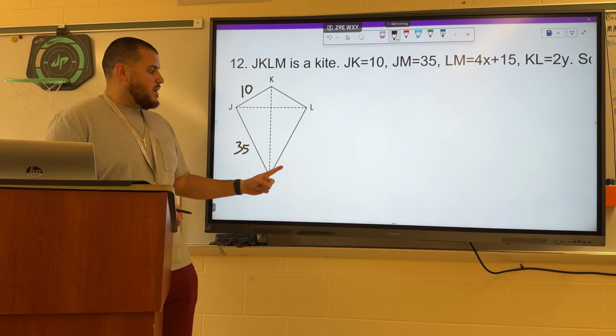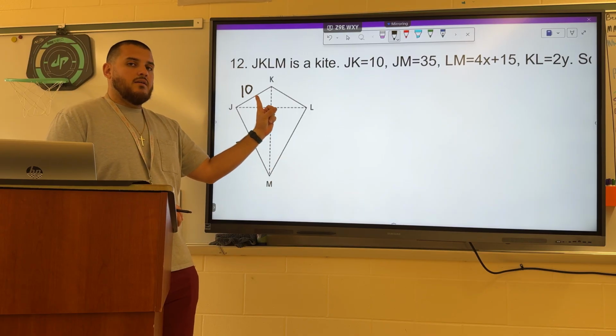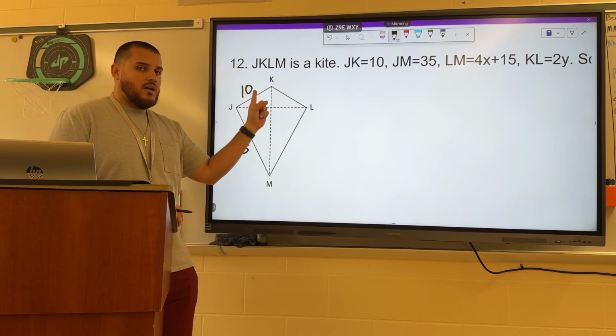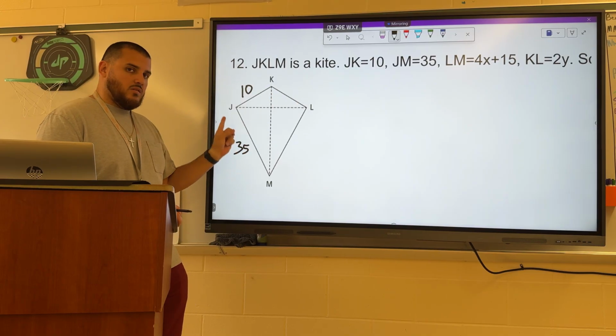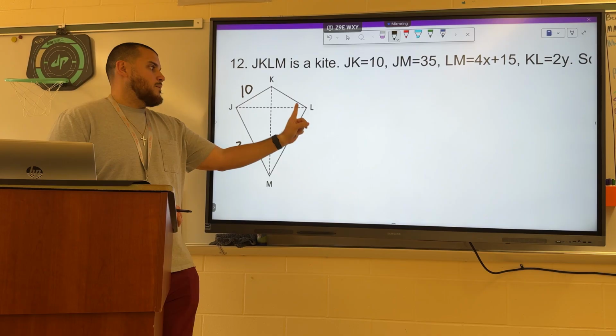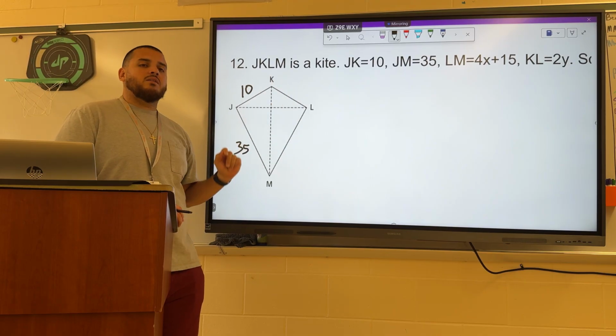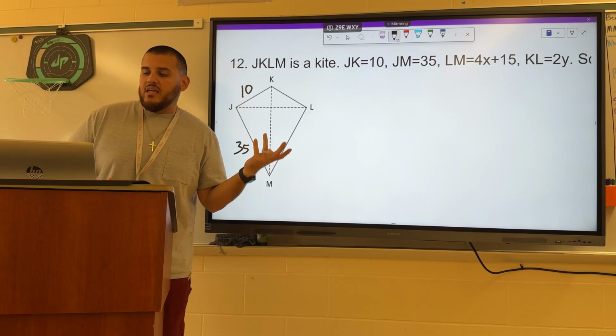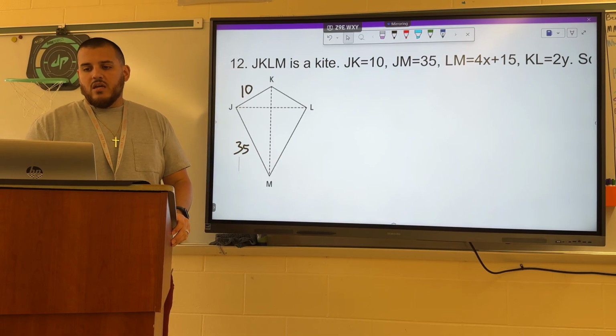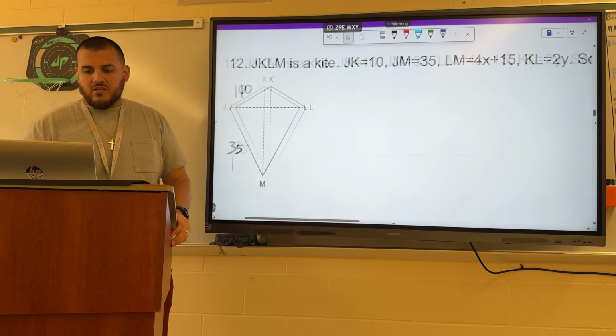So LM here is opposite of the 10, but it's not going to be congruent in the kite. It'll be the consecutive side, which has to be KL, because obviously this consecutive side is not 10. So it's got to be this side that would also be 10, therefore this side would also be 35. That's the key here in solving for the variables in this problem. Is that all we're doing? Yeah, we're just solving for x and y.